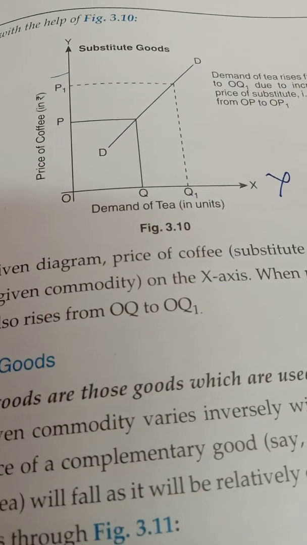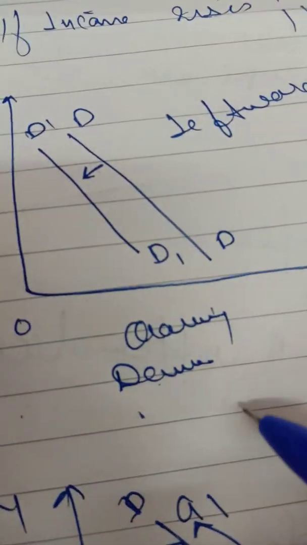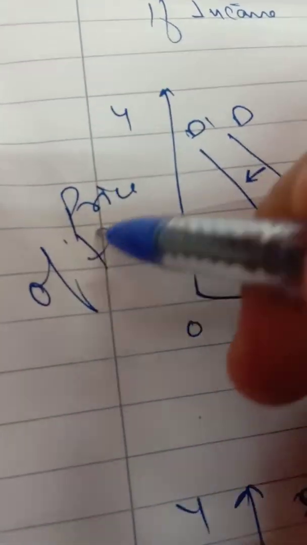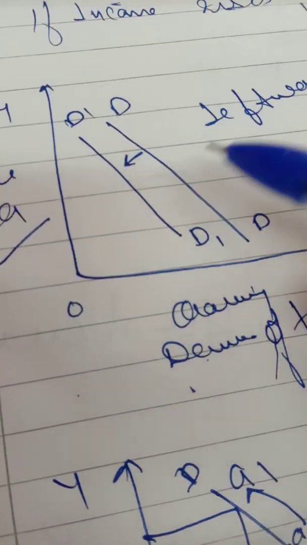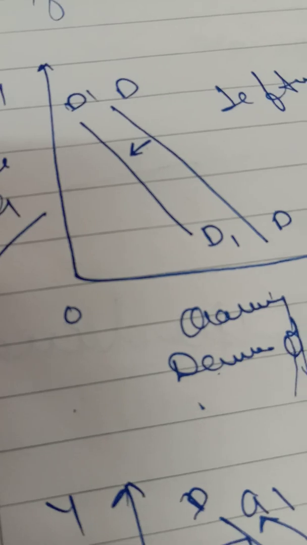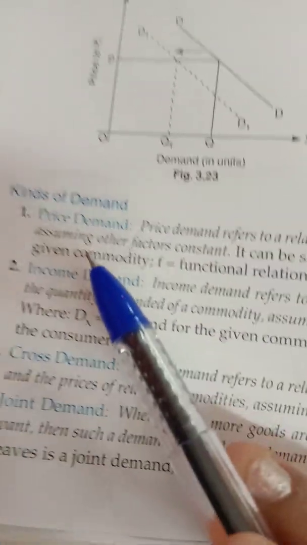You have to make the diagram in the same way like this. Shift in the, like, you have to show the quantity demanded of T here, and then price of T here. Then you will show the effect on demand curve by the other factor over there. Here the topic which is left, that is the kinds of demand.